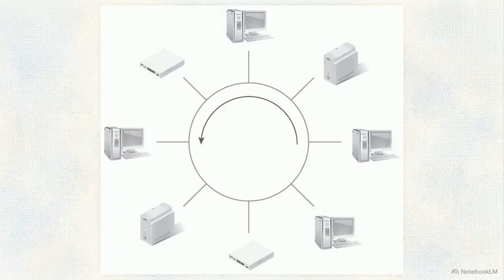As traffic scales up, this creates constant collisions, forcing devices to continuously retransmit data. This diagram shows the ring topology, which eliminates those collisions by requiring a token to transmit. However, it introduces a critical single point of failure. If the physical loop is cut anywhere, the entire network drops.